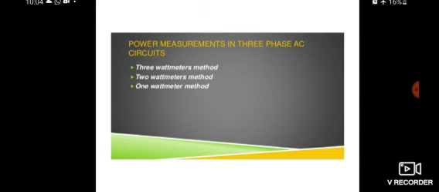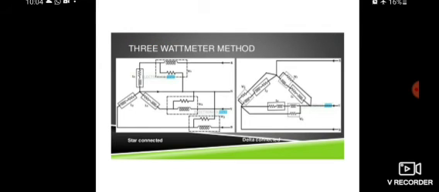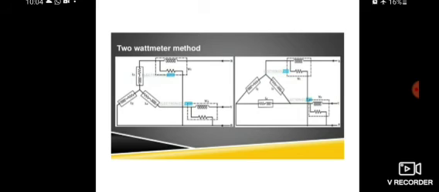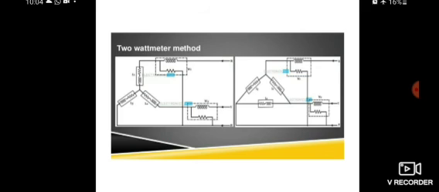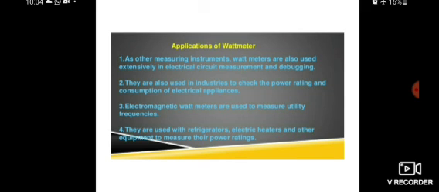Then power measurements in 3 phase AC circuits are the 3 wattmeter method, 2 wattmeter method, and single, that is 1 wattmeter method. The diagram shows the 3 wattmeter method. First one is the diagram for the star connection. Second one is the delta connection diagram. And second one is the 2 wattmeter method. The diagram shows the 2 wattmeter method for star connection and delta connection. And finally, single wattmeter method. It consists of only 1 wattmeter across one phase.